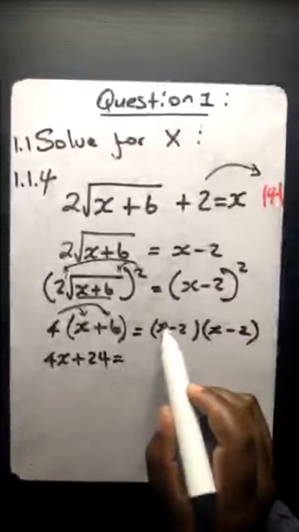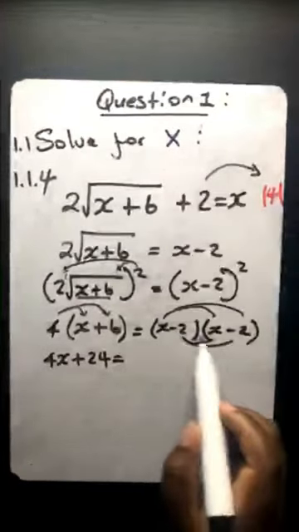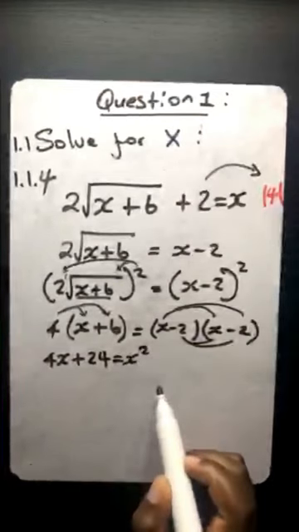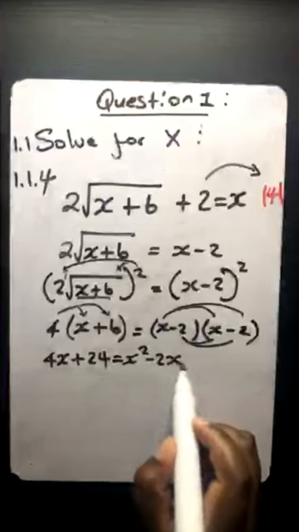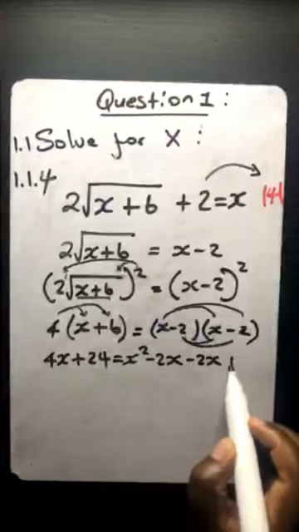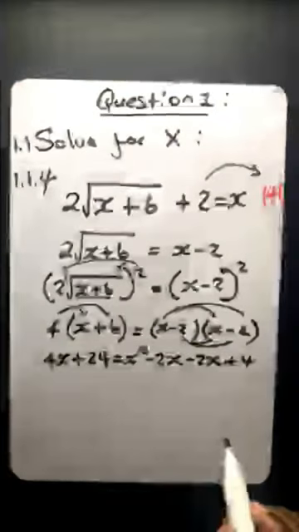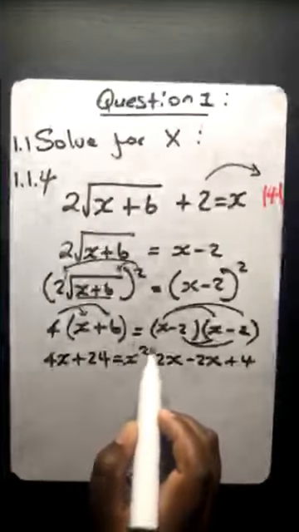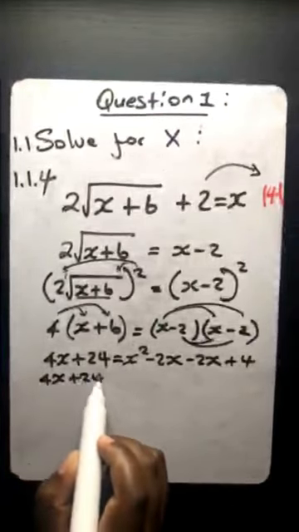So, also, we need to remove the brackets. That by that, that by that, that by that. So we are having x squared, that times that is minus 2x, that by that is minus 2x, that by that is positive 4. So can you see? That means I'm going to be dealing with a quadratic equation.